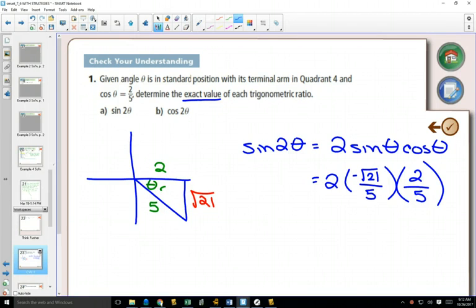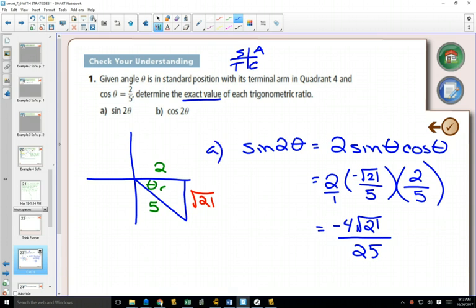Right now, we just have to write this as a single fraction. How do I multiply fractions? Multiply the bottoms, I'll get 25, multiply across the tops, I'll get negative 4 root 21. Yes? It's going to be negative because sine, if it's in quadrant 4, according to our CAST rule, sine is negative in quadrant 4. Okay, so we figured out part A, sine of 2 theta.